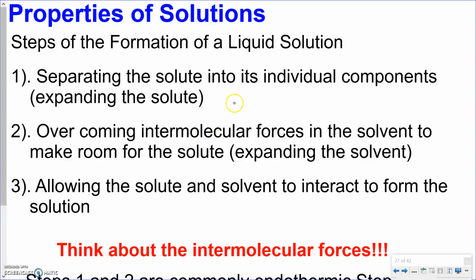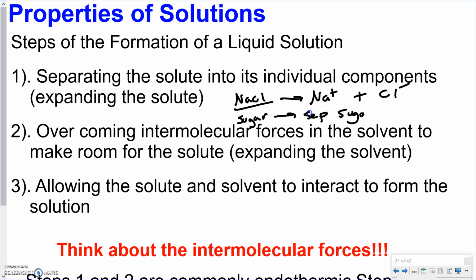So what in the world does that mean? Well, let's take sodium chloride, for example. That's a solute. I put it into solution, it's going to separate into its components, which means it's going to separate into sodium ions and chlorine ions. It's going to ionize, okay? Or let's say I add sugar into the mix. Well, these sugar molecules are all interacting with each other, bonded together. It's separating into individual sugar molecules, okay?